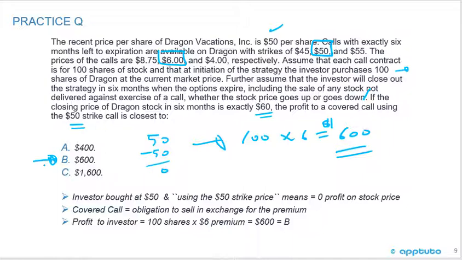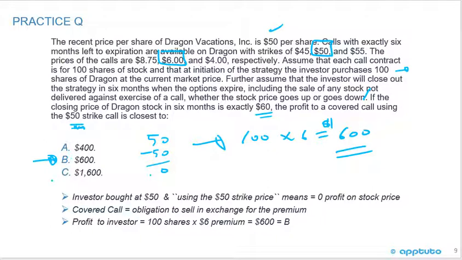Not a lot to that question. You can see an awful lot of writing, a lot of numbers here of strike prices at 45 and 55 and the price of the calls. But in fact, what we need to zoom in on is what did I buy the stock at? $50. What is my obligation to sell at? $50. Zero gain. And I sold the options. So 100 shares times the premium 6. So I have 600. Okay.